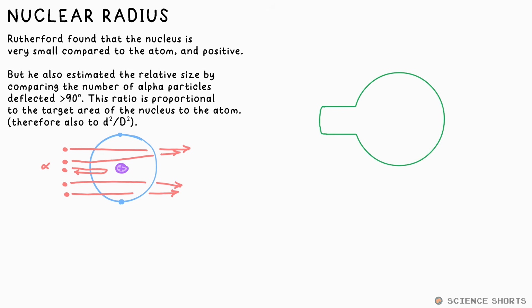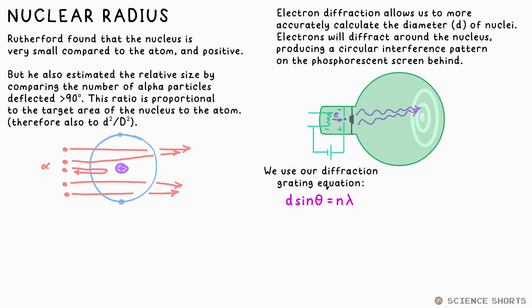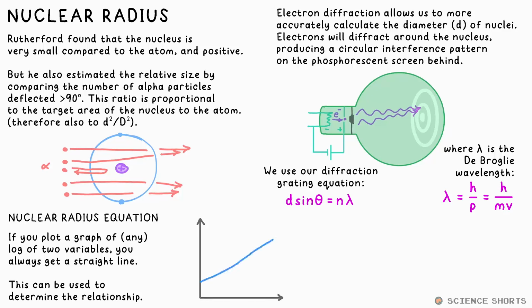However, a more accurate way of measuring the diameter of a nucleus is with electron diffraction. Hopefully you remember that electrons will create a diffraction pattern when incident on atoms or nuclei. The angle between the central max and the first order can be used in our diffraction equation, d sine theta equals n lambda, to find the diameter, lambda being the de Broglie wavelength. If you plot a graph of log or natural log of the radius against the log of mass number A, we get a straight line with a gradient of a third, and a y-intercept we can say is equal to log r0.